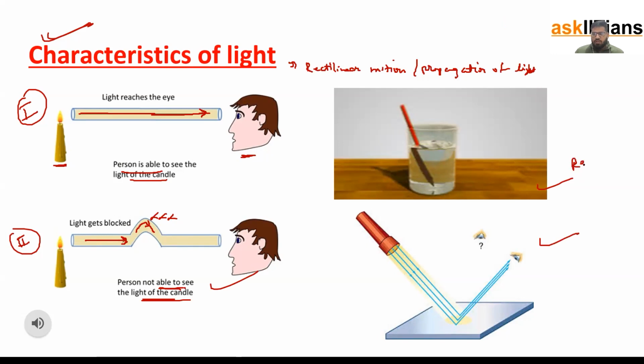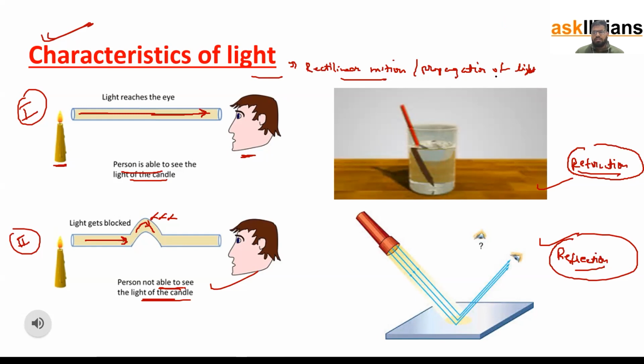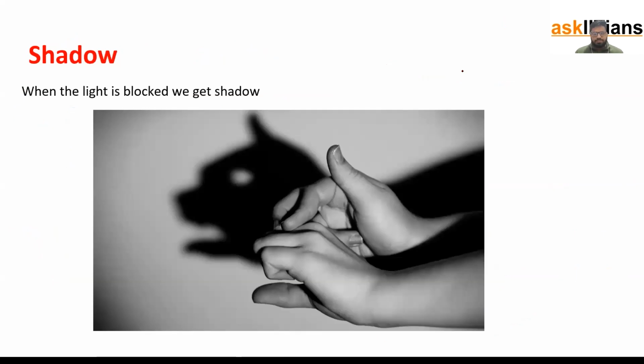This phenomenon of light is called refraction, and this phenomenon is called reflection, which we are going to study later. These two phenomena of light, refraction and reflection, can both be explained on the basis of this characteristic of light, that light travels in a straight line path, or light performs a rectilinear motion. Okay, clear? Now we are going to move to the next concept, which is shadows.